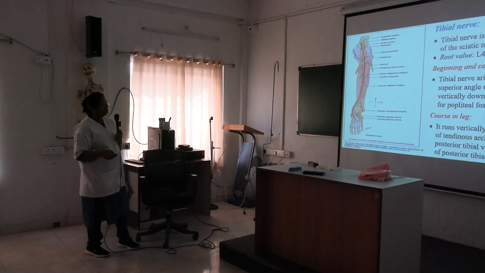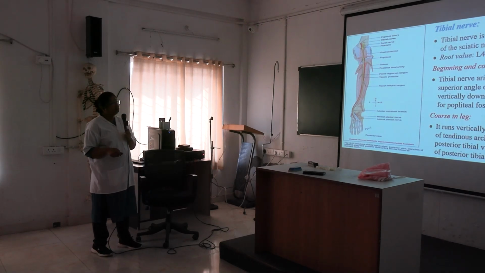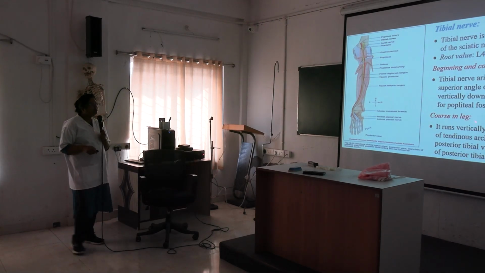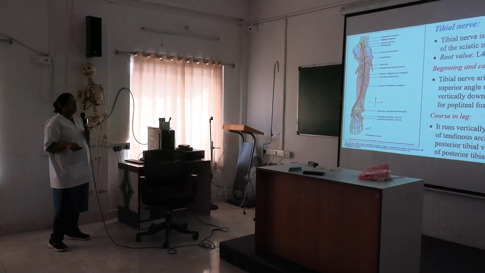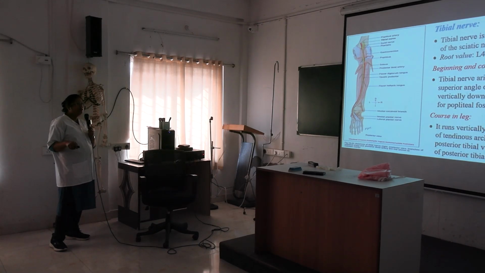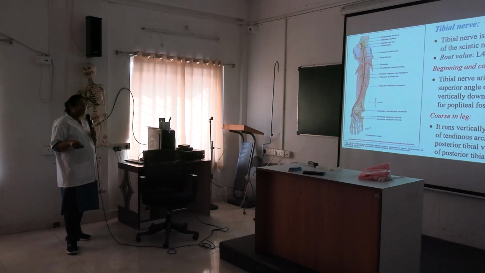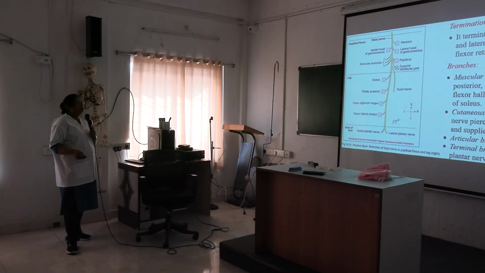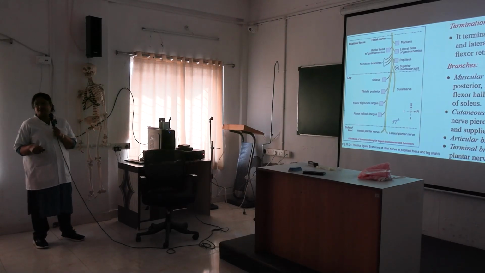The tibial nerve arises from the sciatic nerve at the superior angle of the popliteal fossa and runs vertically downward up to the inferior angle of the popliteal fossa. This is the course in the leg: it runs vertically downward under cover of the tendinous arch of soleus along with the posterior tibial vessels, and it follows the course of the posterior tibial artery in the leg. It terminates by dividing into the medial and lateral plantar nerves deep to the flexor retinaculum.